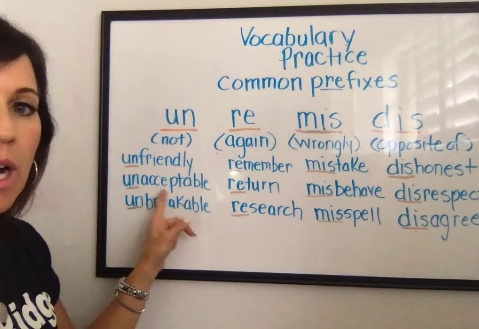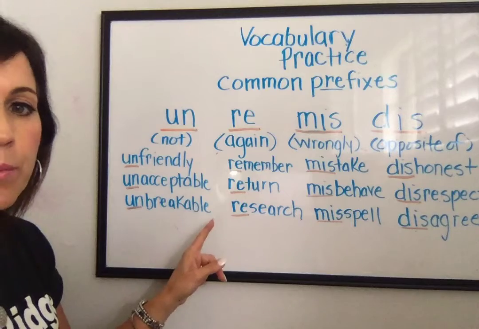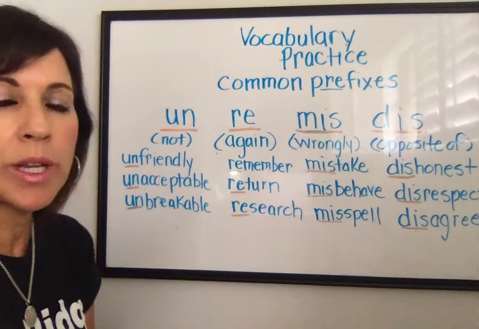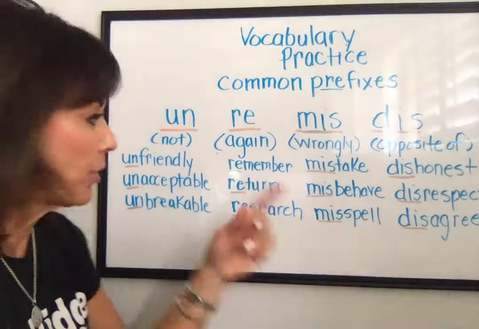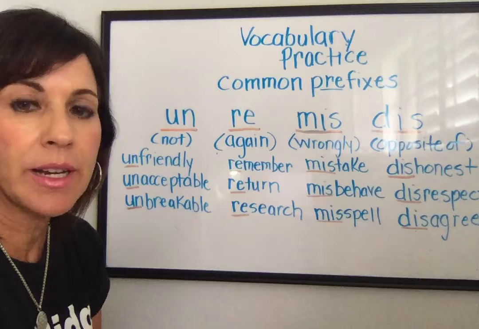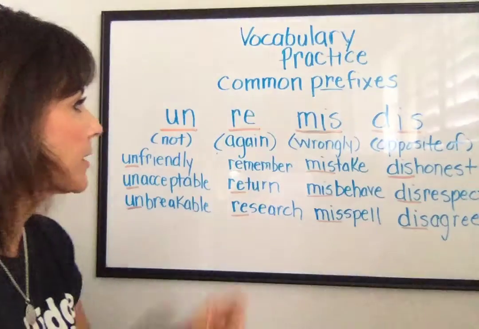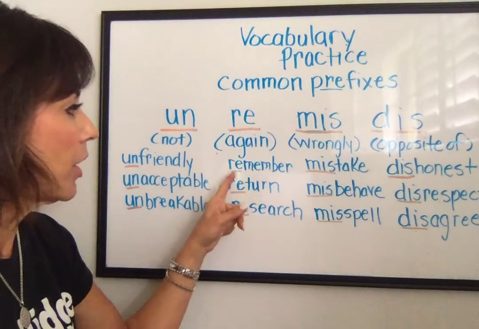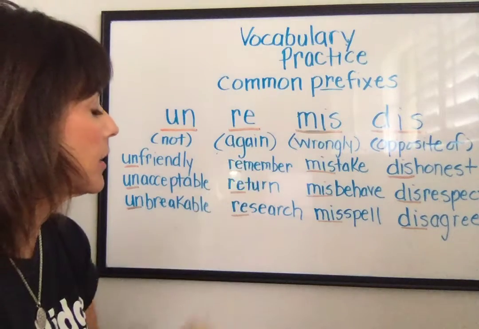Let's say those words together. Unfriendly, unacceptable, and unbreakable. Very good. Okay, so again, just by knowing the prefix un means not, we're ready when we see our familiar words in the text to kind of undo what we're already thinking. Let's go to the next prefix, re. Re, when put on the front of a word, means again. Let's see what it looks like.